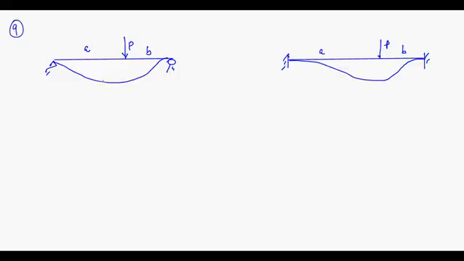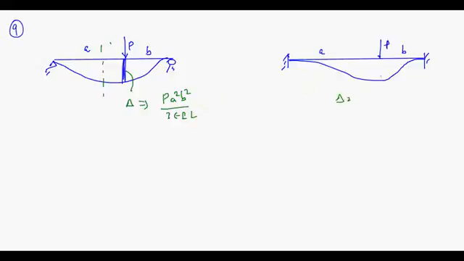So in this case, we are concerned about delta, that is delta under the load. Sometimes in objective, what he asks is, is this delta the maximum? Answer is not necessarily. It may so happen that your maximum delta occurs somewhere here. It is not necessary in this case or in this case that your delta occurs maximum under the load. So this delta is given by P A square B square upon 3 EI L.